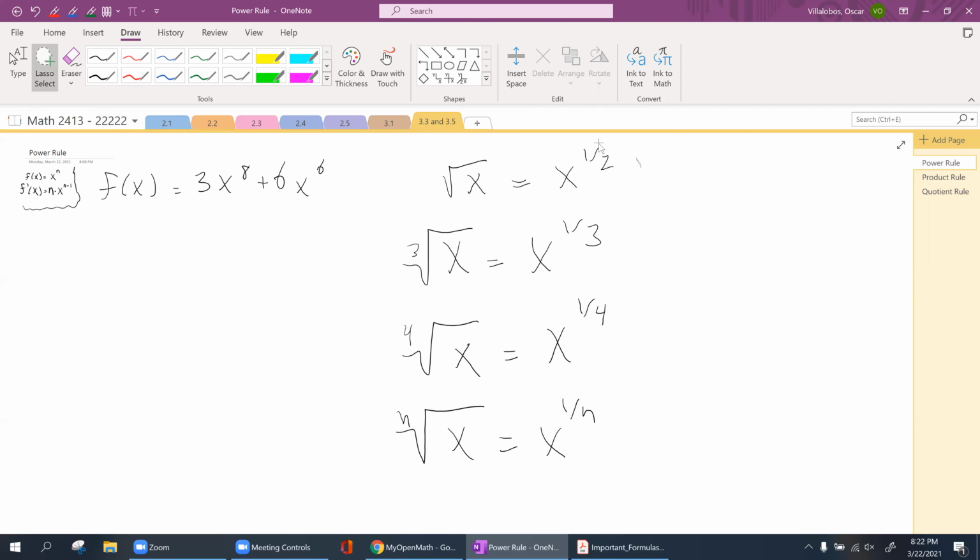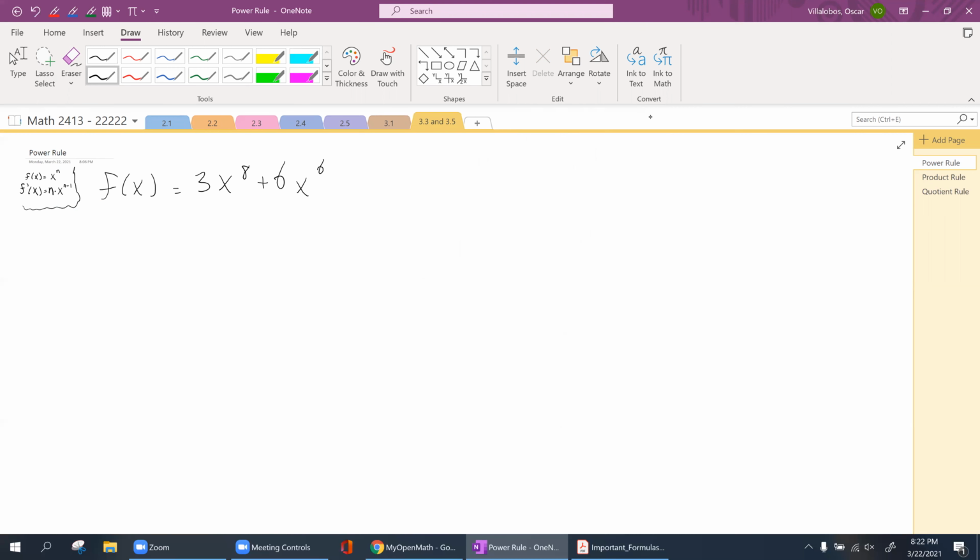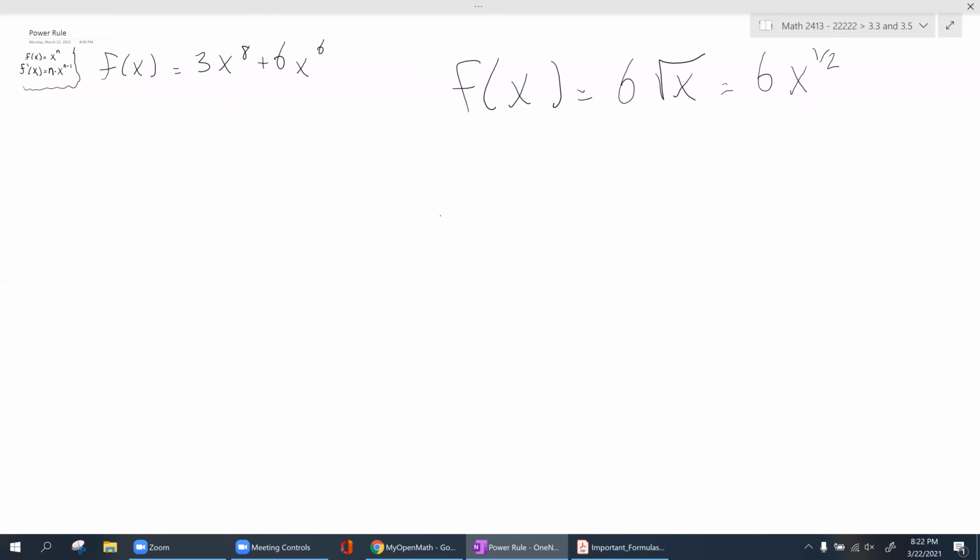What's great about this is that you can take the derivative of square roots. What if I had asked you to take the derivative of 6 square root of x? What you're going to do is rewrite. This is just 6 times x to the 1/2. Oh, I know how to take the derivative of that. This is just f prime is equal to 1 over 2 times 6 times x to the 1/2 minus 1.